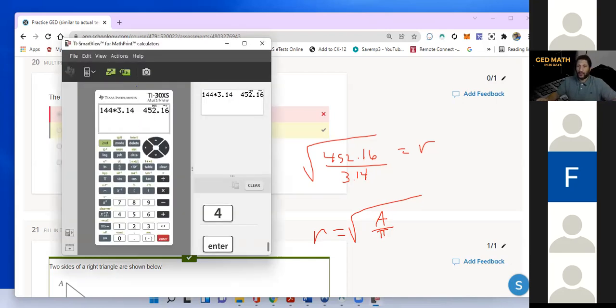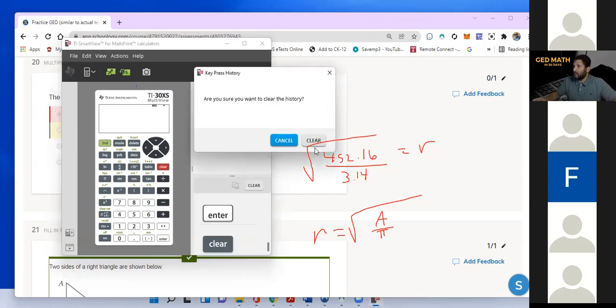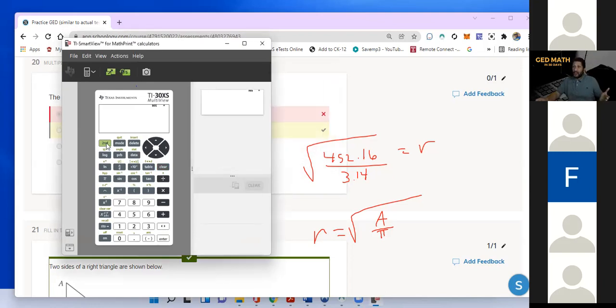So watch this. Again, let me clear the calculator and I'm gonna maximize it. Again, square root of 452.16 divided by 3.14. Get out of this fraction, get out of the square root by hitting that right arrow twice. We're gonna press enter. That is our radius.